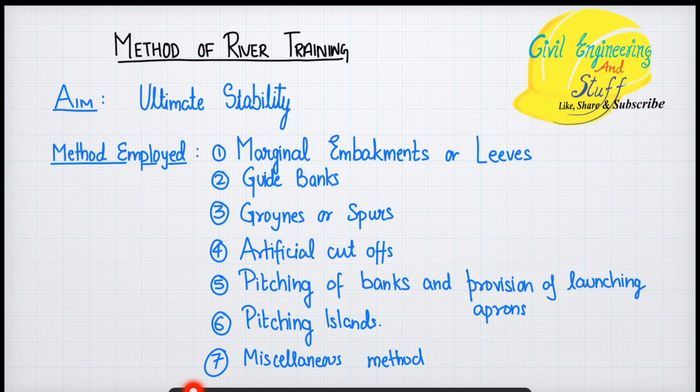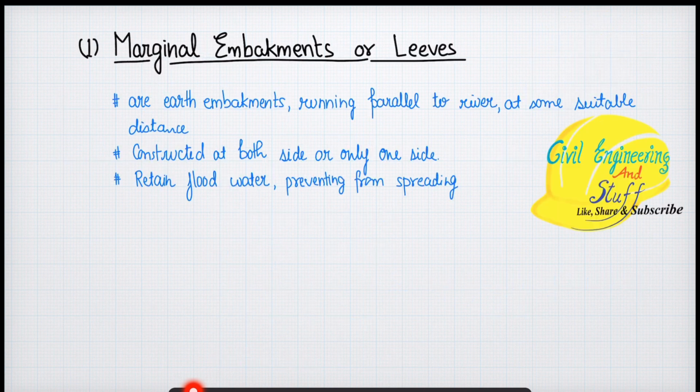Now let us discuss each of these in detail. So the first one is the marginal embankment, also called levees. These marginal embankments are nothing but earth embankments that are constructed on both sides of the river. They are constructed to ensure that erosion from the side slope is avoided.